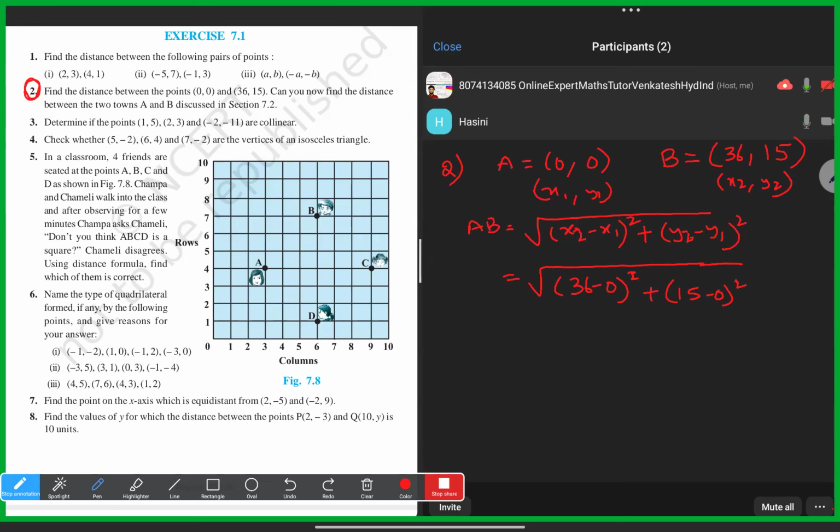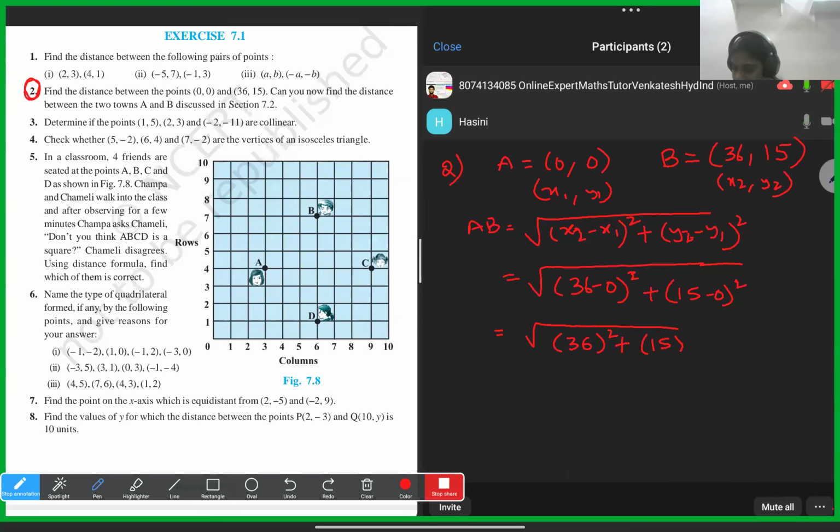Yes, Hasni. So (36 minus 0) whole square, here we need not do (a minus b) whole square, because 36 minus 0 we can do directly. If you use (a minus b) whole square also, you get the same answer. So 36 square plus 15 square. So 36 square is how much, Hasni? I think 1296. And 15 square is 225.